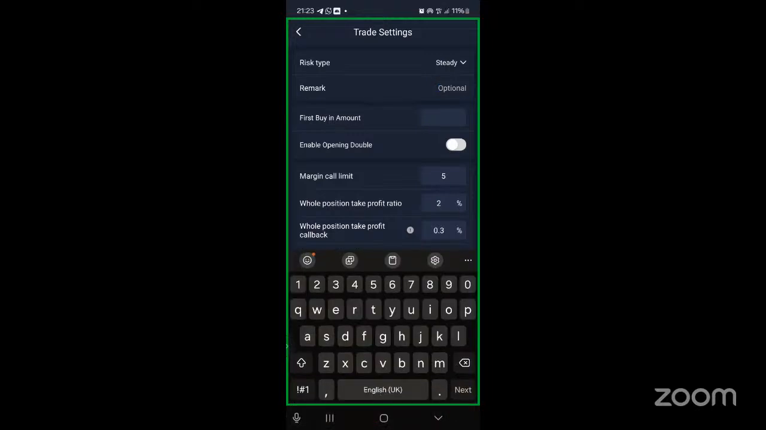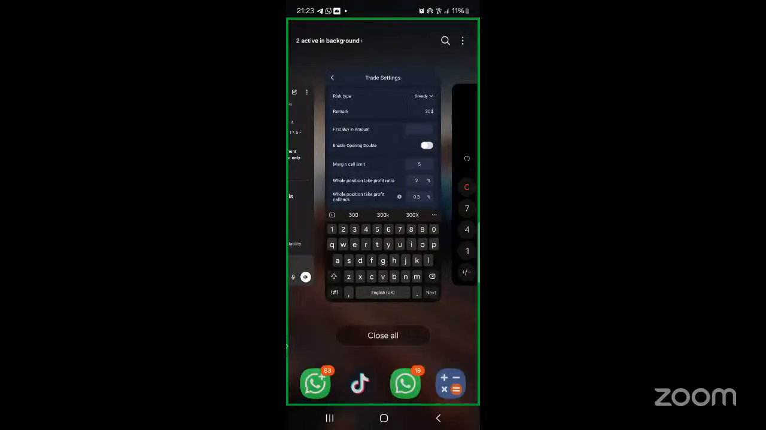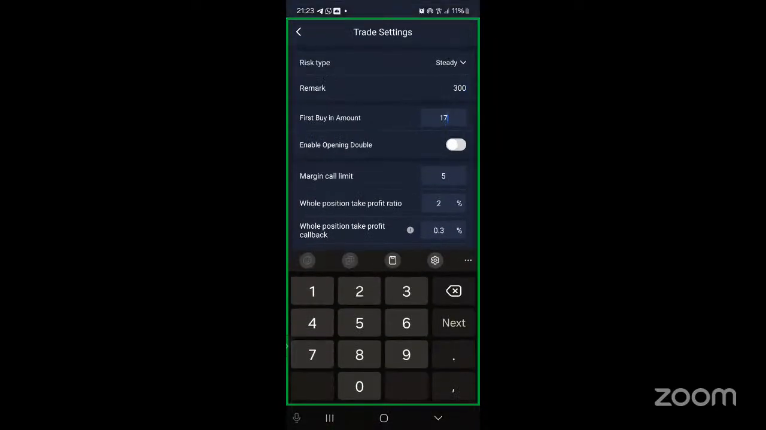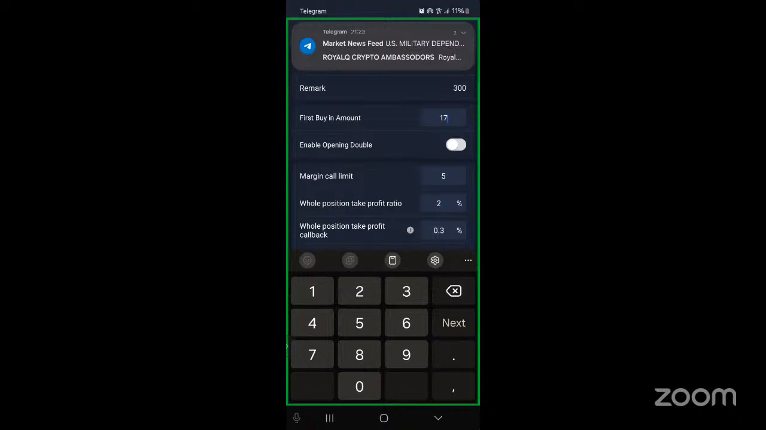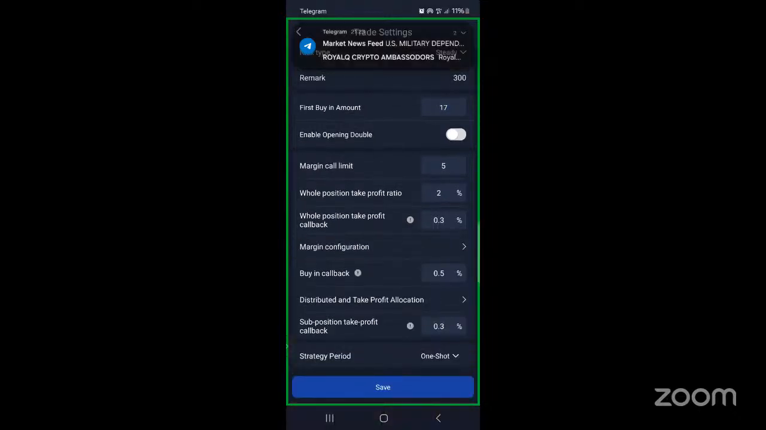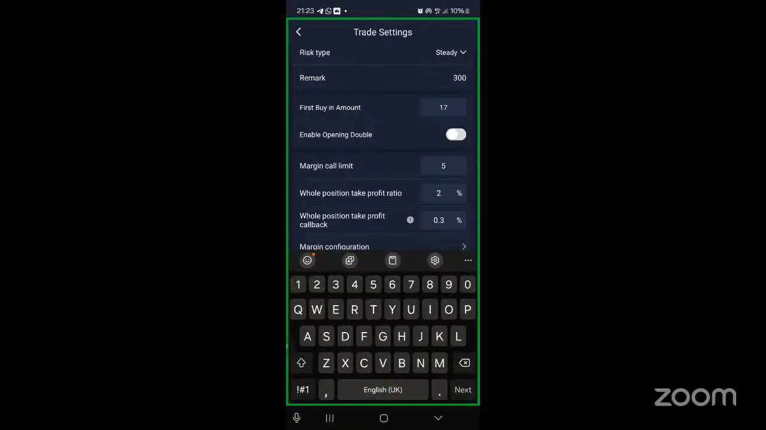So according to your capital, you put there the first buying amount. So an example, $300 divided by 17.5. So the first buying amount is $17. 17 point what? Just 17 is fine. $17.